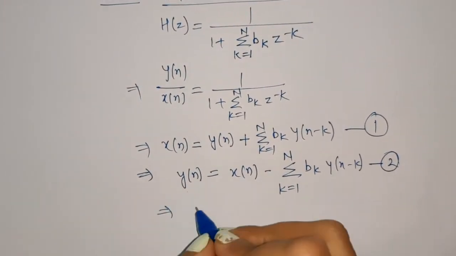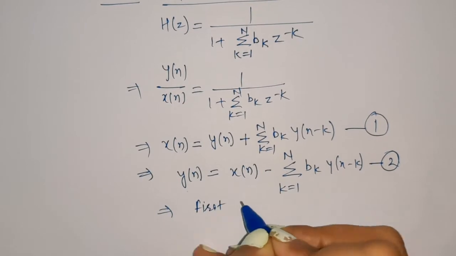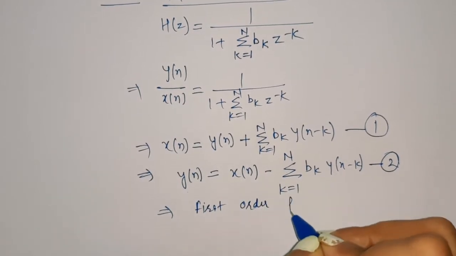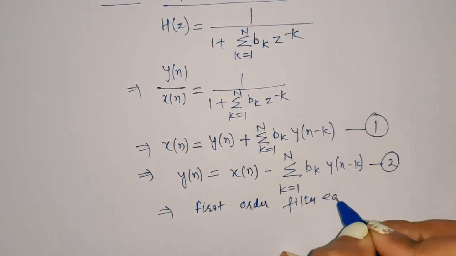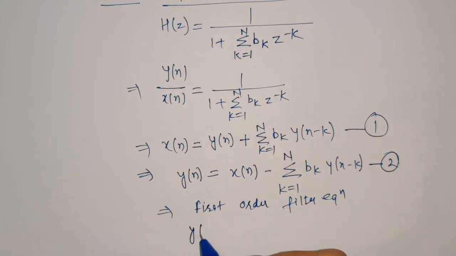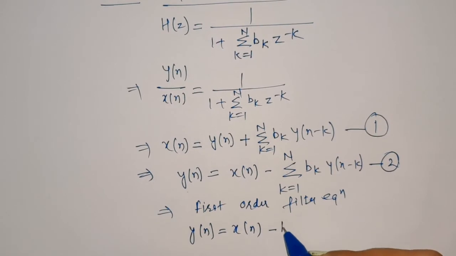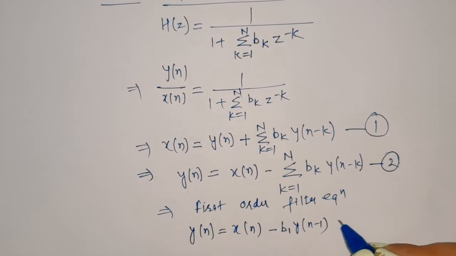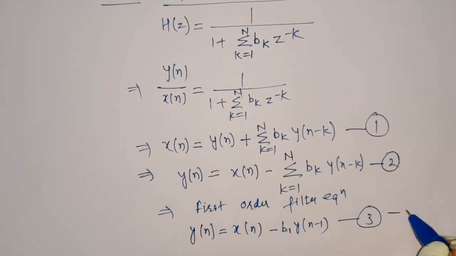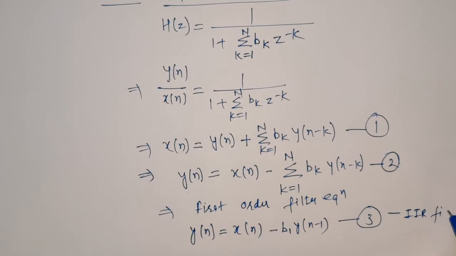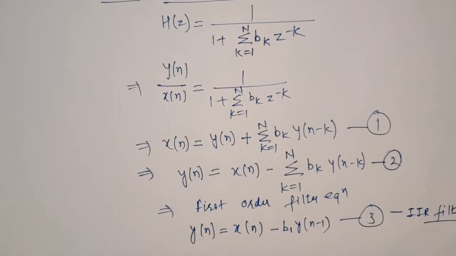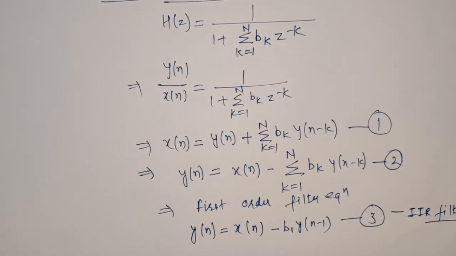So if we write the first order filter equation here, it would be like this: yn is equal to xn minus b1, okay, k is 1, so b1 y n minus 1. Okay, this is for the IIR filter. So this is our yn.